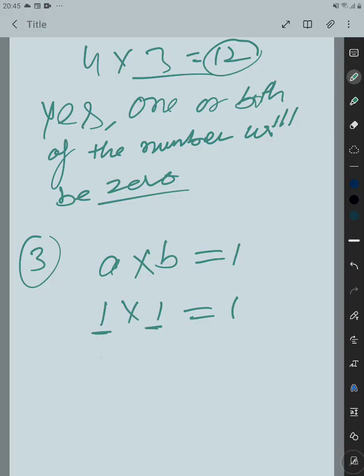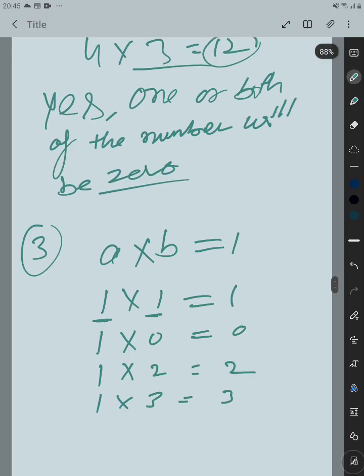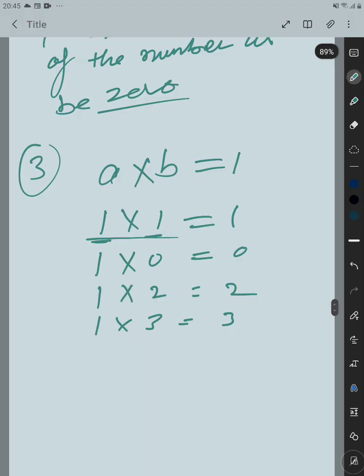Let's start with 0. If one of them is 0, then the product will be 0. And if we take 1 multiplied by 2, it will be 2. 1 multiplied by 3, it will be 3, and so on. So the only possibility is this one, when the product of two numbers will be 1. So the question is, can we say that one or both of them?